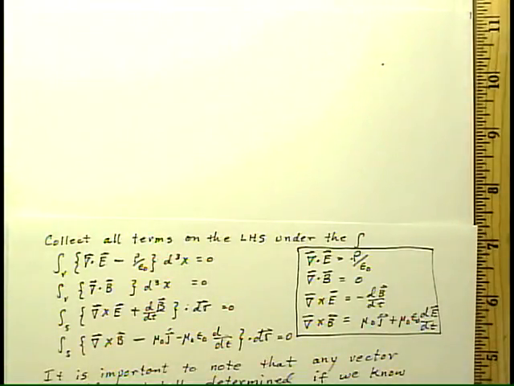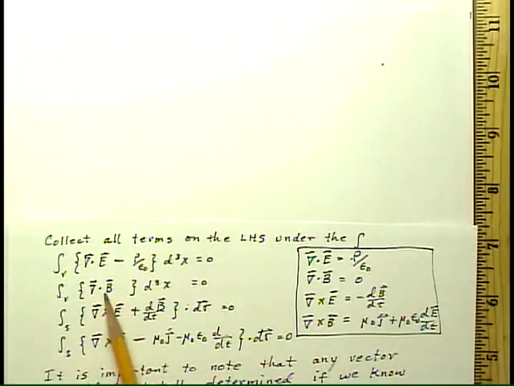Well, is there anything special about this volume? The answer is no. This volume is any volume in space. And it turns out that if you have a volume integral over any place in space that is always equal to 0, this can only occur if the integrand itself is equal to 0. Consequently, we can derive immediately that del dot E minus rho over epsilon naught has to vanish. Therefore, we get the equation del dot E is equal to rho over epsilon naught, the first of Maxwell's equations in differential form.